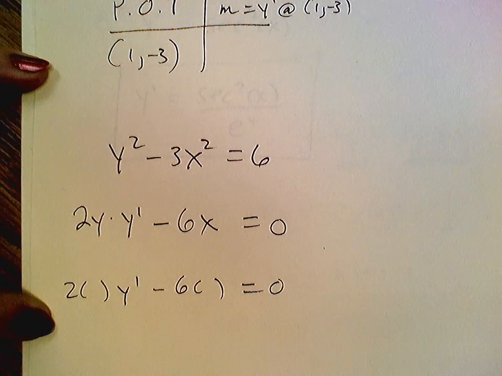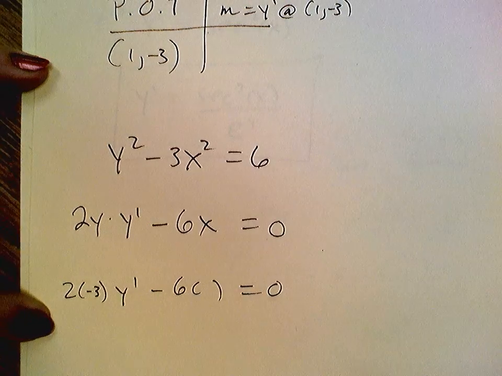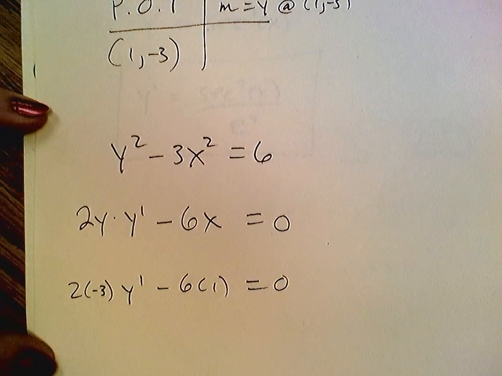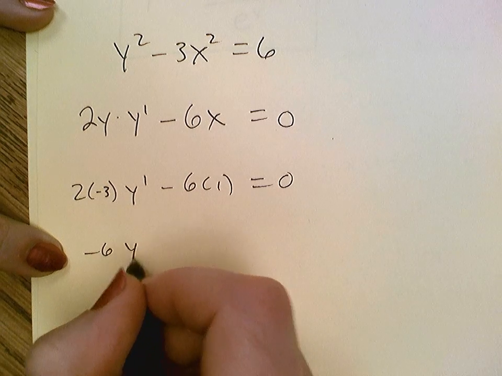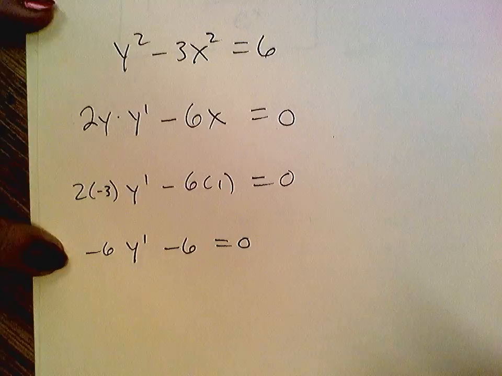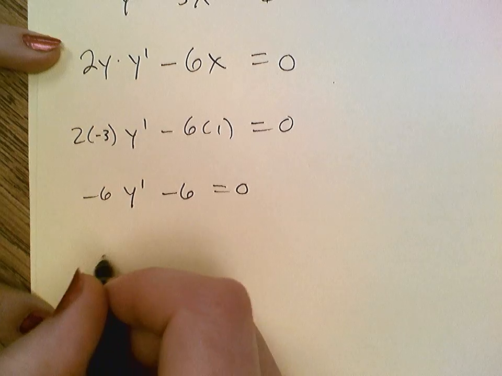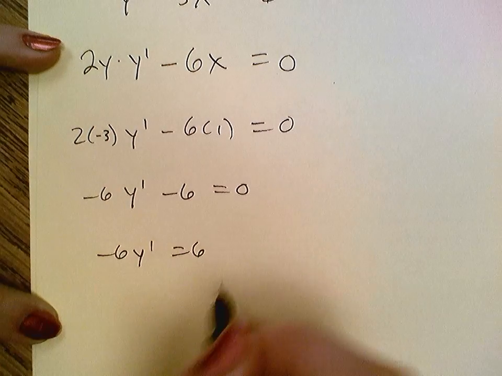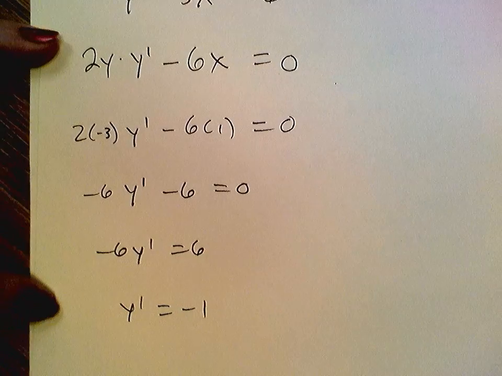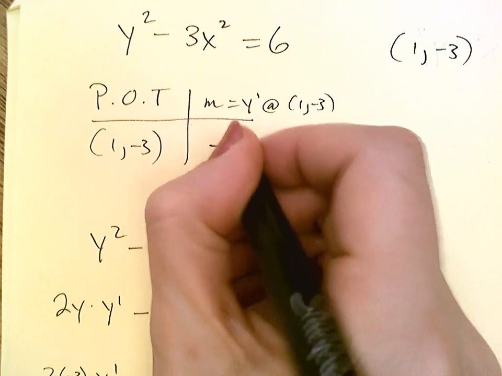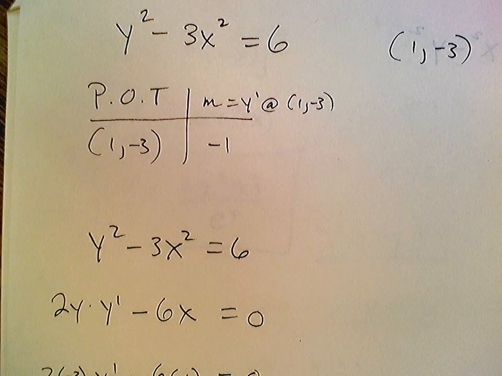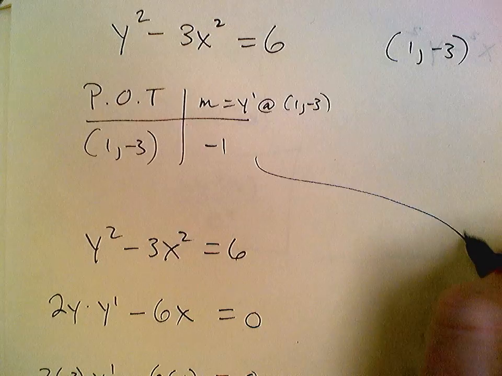So I'm plugging in for y, -3. I'm plugging in for x, 1. So then you have -6 y prime minus 6 equals 0. So -6 y prime equals 6. So y prime is -1. So that is the slope that we're going to use.